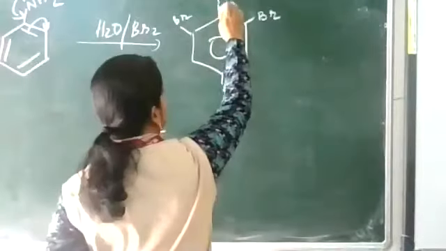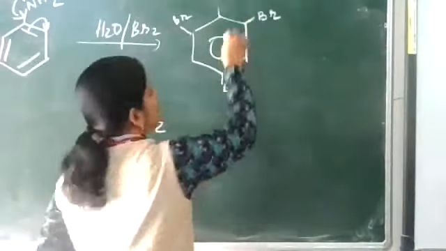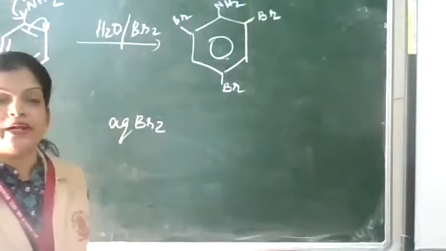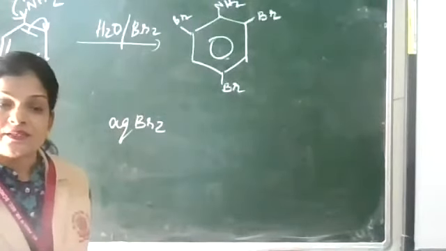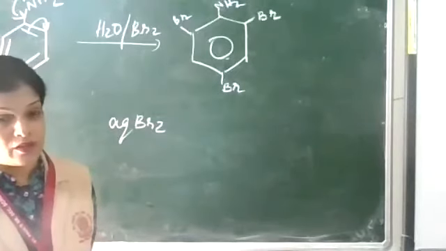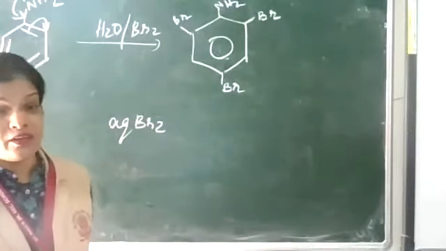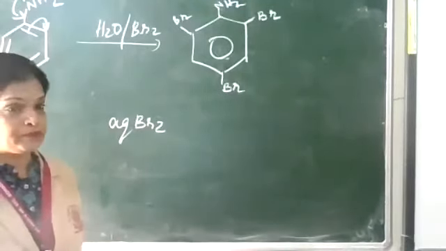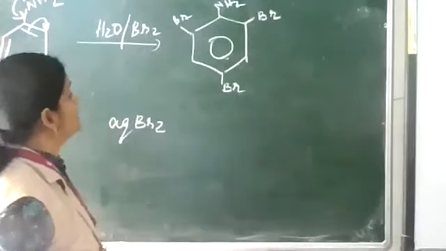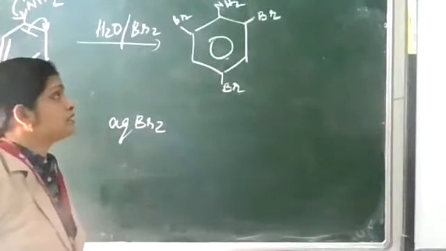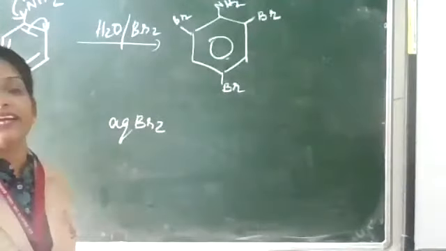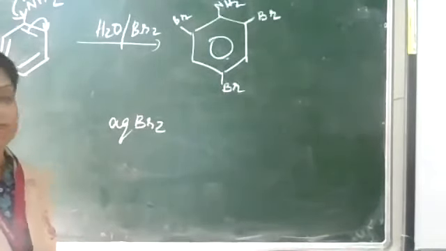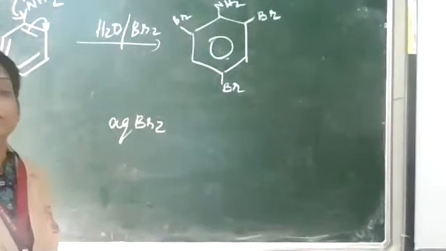This is aniline, NH2. 2,4,6-tribromoaniline is a white precipitate, similar to our 2,4,6-tribromophenol. So you cannot distinguish phenol and aniline by this aqueous Br2 because both will give a white precipitate. The 2,4,6-tribromo product is coming because this amino group is highly activating like phenol, that pair of electrons will be entering into the resonance. So this NH2 group is highly activating.